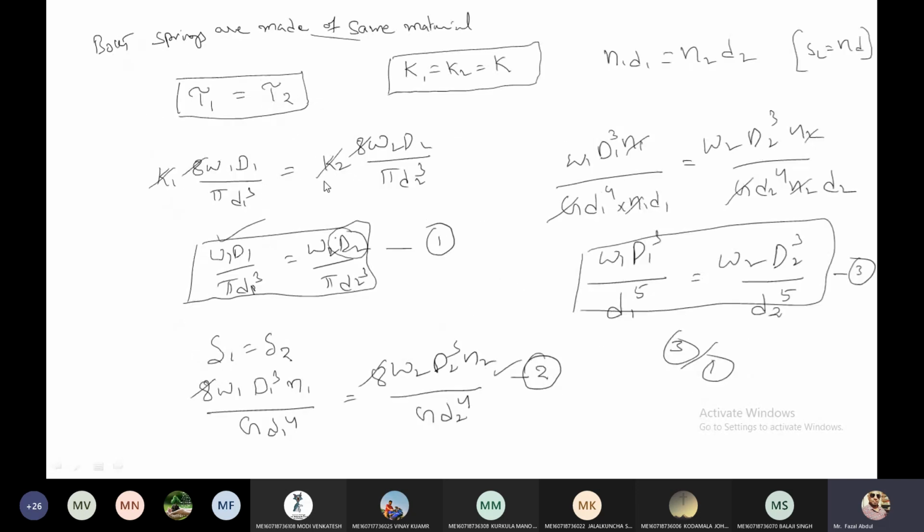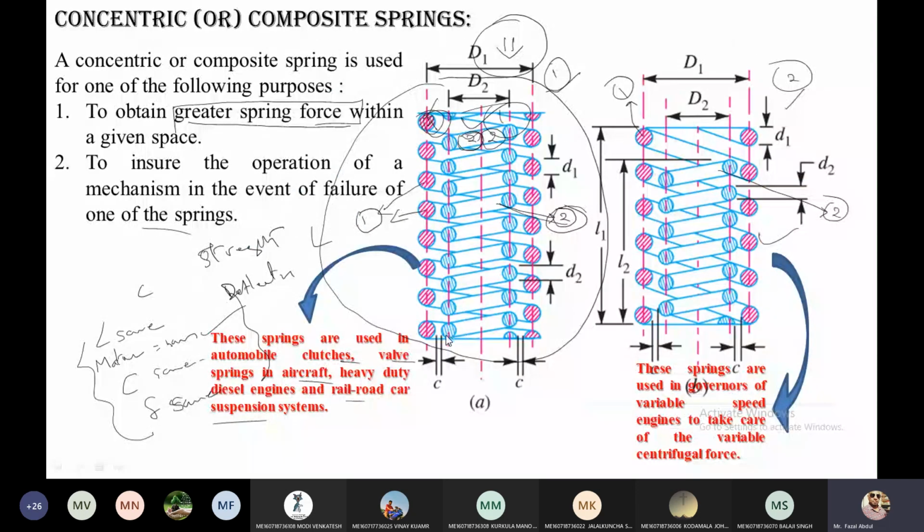Equation number 5. Now we have to find the radial clearance. So radial clearance means small c here, that is the radial clearance. For one side I am calculating, not both sides.